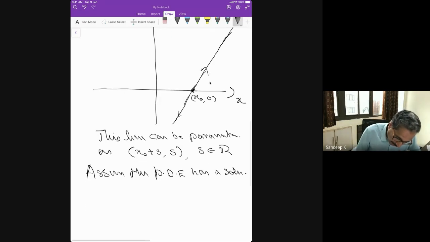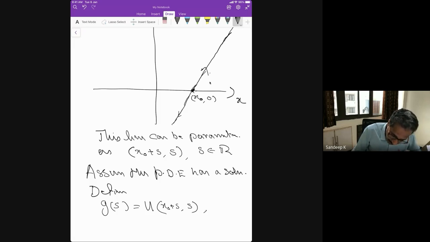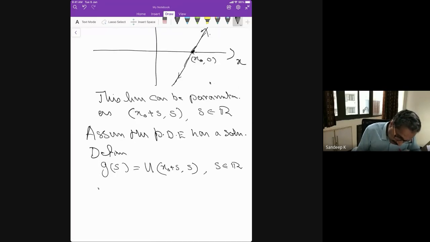Or in other words, this line is parameterized by the s variable. I'm going to define g of s is equal to the value of the function u on that line. The line is (x naught plus s, s), so this I can define for s in R. Then let me find g prime of s. Differentiate it, and you will get u_x at (x naught plus s, s) plus u_t at (x naught plus s, s).